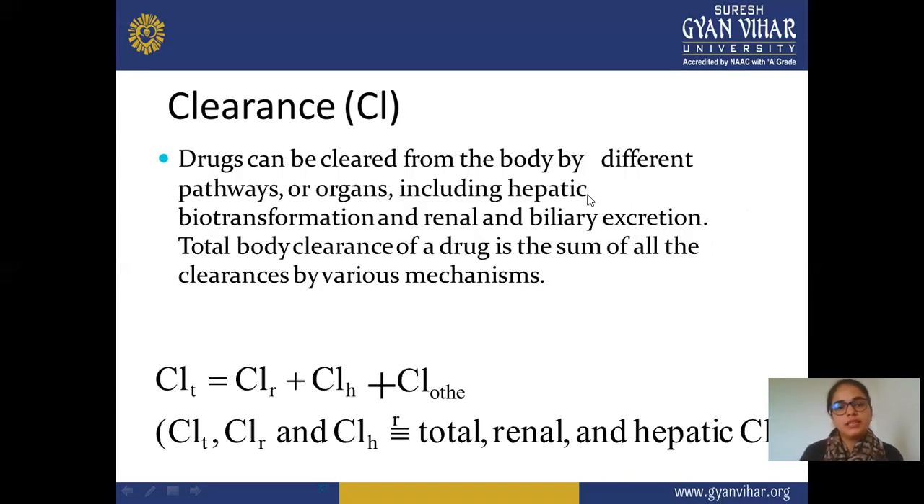Next, clearance can be carried out by the body through different pathways and organs, including hepatic biotransformation and renal biliary excretion. So these are the excretion sites or tissues. The total body clearance is the sum of the clearance of various mechanisms. In this equation, total clearance equals renal clearance plus hepatic clearance plus other, meaning maybe renal clearance, hepatic clearance, or any other tissue. So total clearance is represented by the sum of all the clearances.